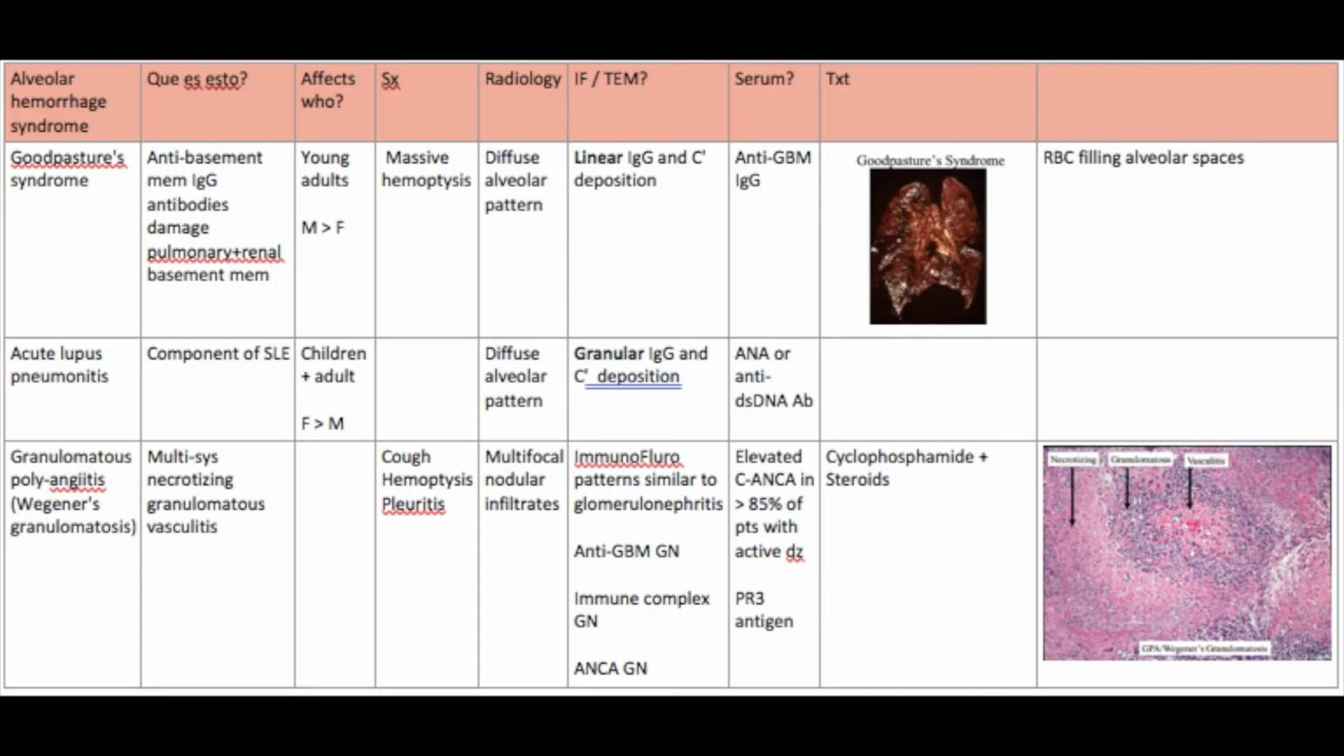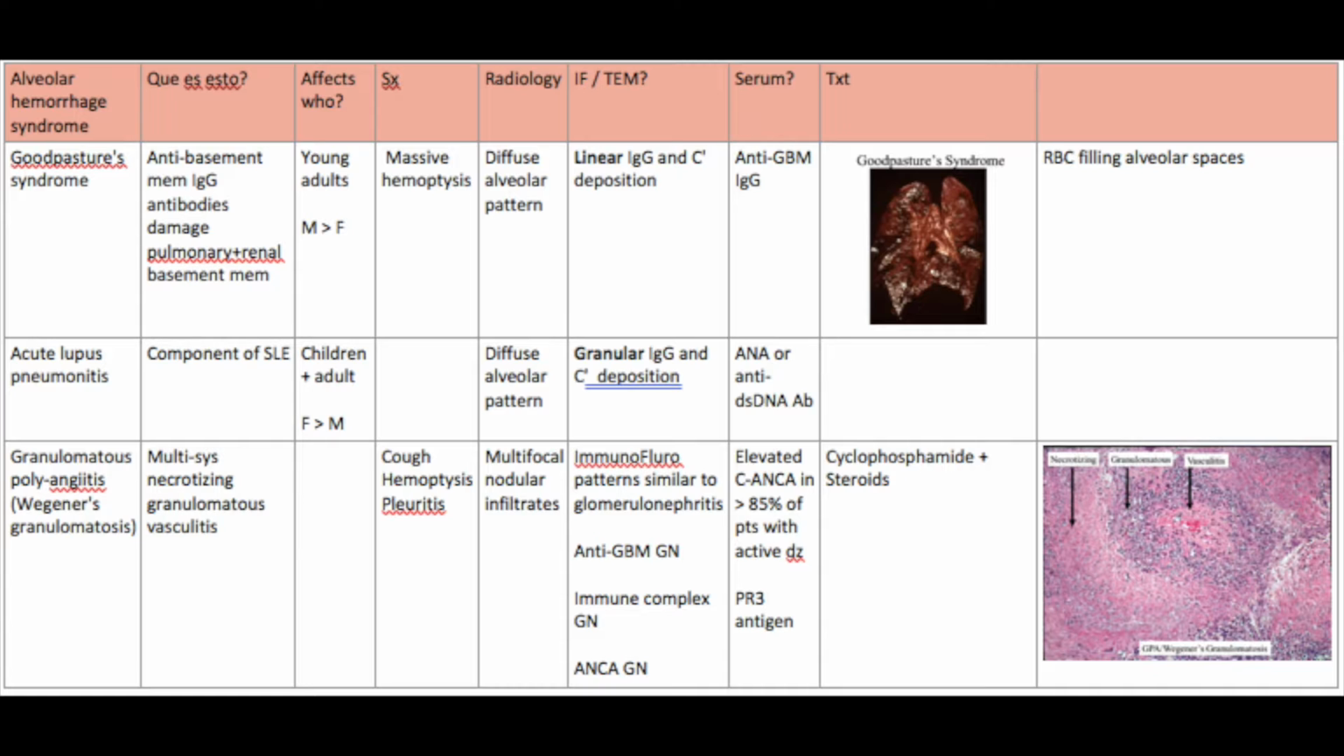So now I remember I see pulmonary hemorrhage because I'm damaging my own basement membrane. I have these anti-basement membrane IgG antibodies that are damaging my own pulmonary system, and I have these anti-basement membrane IgG antibodies that are targeting my own renal system. So I have pulmonary hemorrhage and glomerulonephritis.